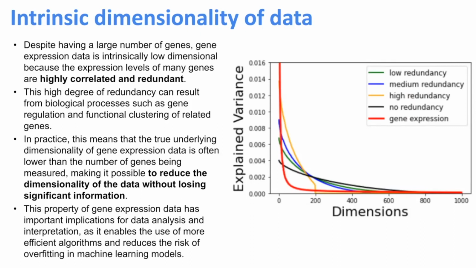You can remember that, right? Even though we have these 60,000 genes, they really move together in big groups. So you have a gene and it will be correlated to 1,000 other genes. And so the real dimensionality of this data is quite low.